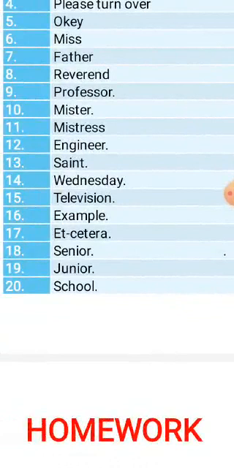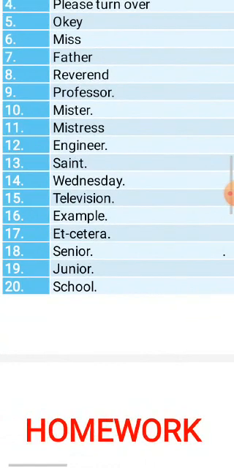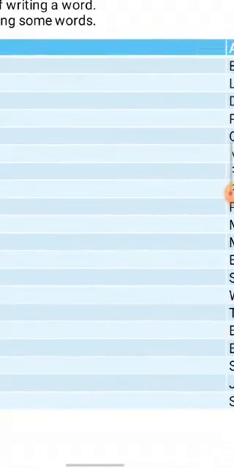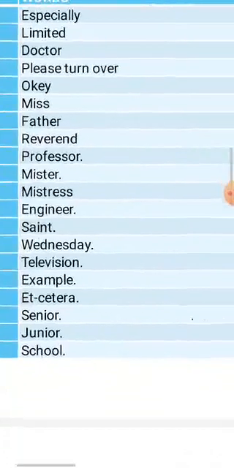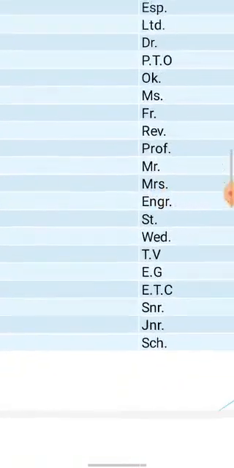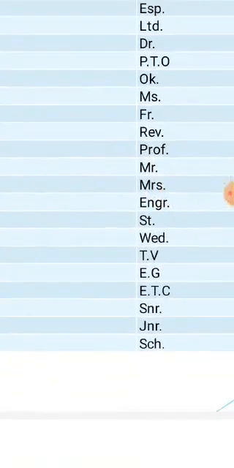And your mom too, Mrs. whatever their name may be. Number 12, engineer. The short form of the word engineer is E-N-G-R with a full stop. The short form of the word Saint is ST, as in the name of our school, St. Louis Nursery and Primary School. You want to address our school, you must always put Saint. You can decide to put ST for short.